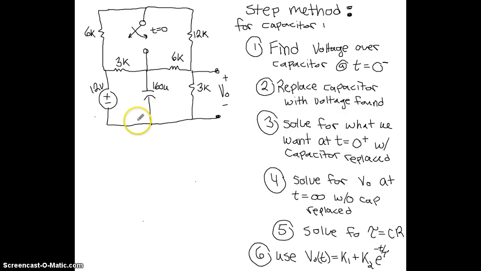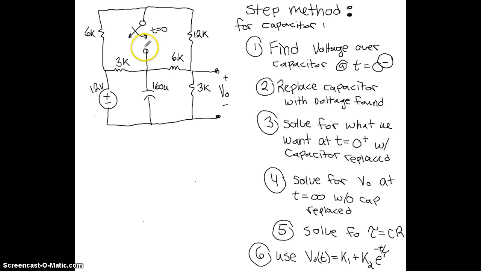In this video, we're going to be looking at how to solve for a voltage when there's a capacitor in the circuit using the step method. The first thing that we want to do is find the voltage over the capacitor at time t equals 0 minus. This little minus sign indicates that it is right before the switch is switched and that this circuit has been stable for a very long time.